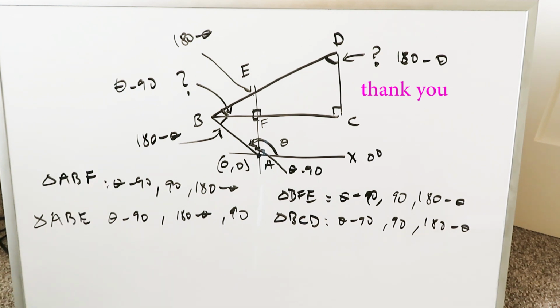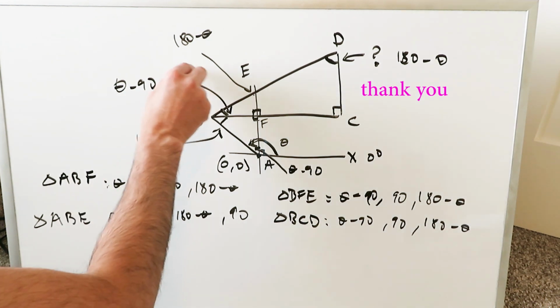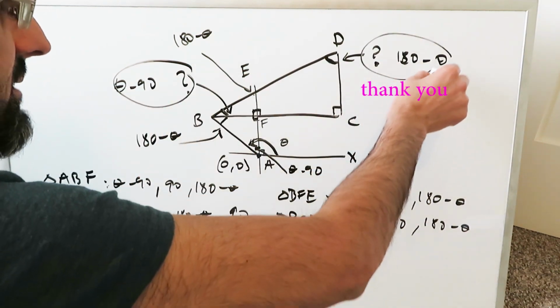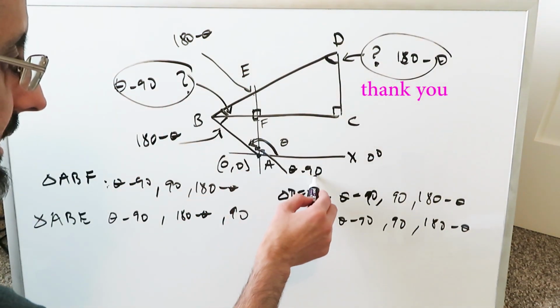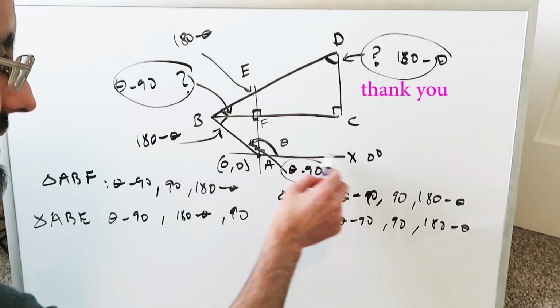And that right there brings us to the end of the exercise. Our main item was just to find this and just to find this, and we started everything by this theta minus 90 by means of that rotation from the x-axis.